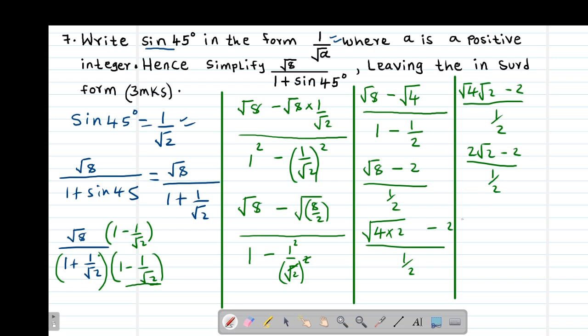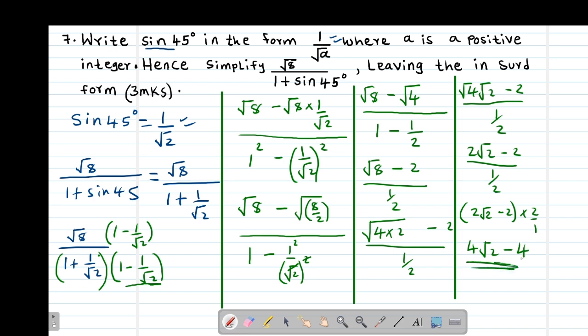You can choose to leave it at this point, or you can simplify further. Remember, division means you multiply by the reciprocal, so it's the same as multiplying 2 root 2 minus 2 by the reciprocal of a half, which is 2 over 1. So 2 multiplied by 2 root 2 gives 4 root 2, then 2 multiplied by 2 gives a negative 4.